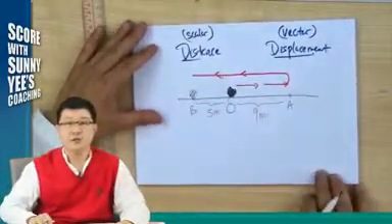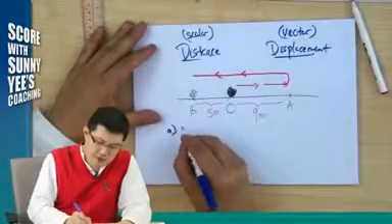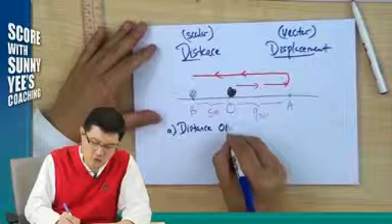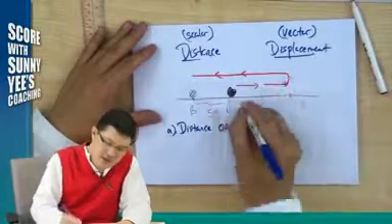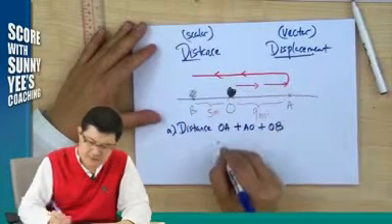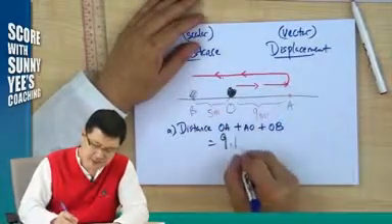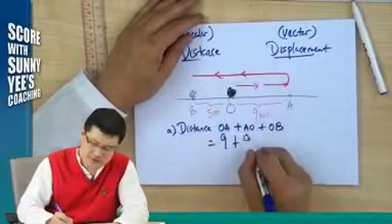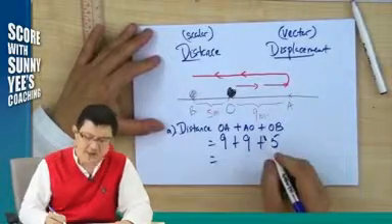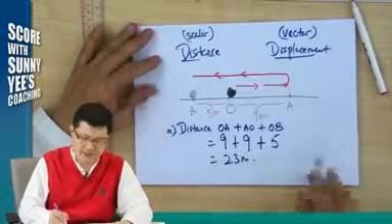All right? So, if I want to discuss distance, the distance traveled will be from O to A plus A to O plus O to B. So what is the total distance? From O to A, 9 meters. From A to O, 9 meters. And from O to B, another 5 meters. So that will be your total distance traveled. 18 plus 5, 23 meters.